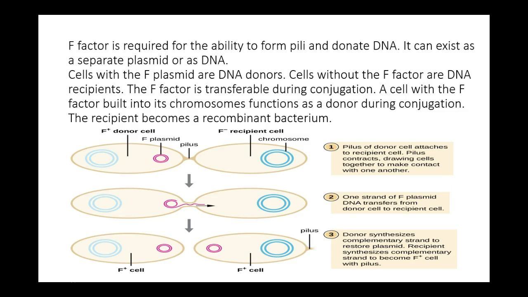But I think we've gone through this. Step one is the pilus is created and attaches. Step two, one strand of the DNA transfers from donor to recipient cell. The donor then synthesizes a complementary strand, and the recipient synthesizes a complementary strand and becomes a donor cell itself. So you have this recipient cell going from a recipient cell to a donor cell at the end.